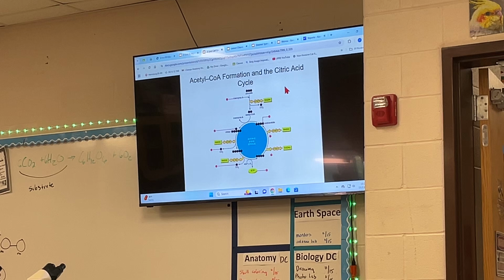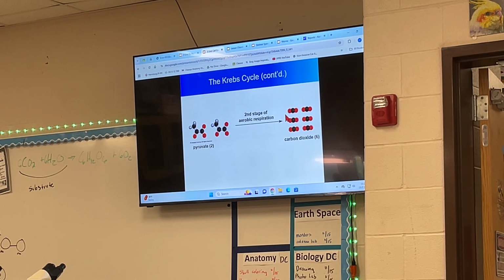Okay, this just shows the cycle. We've got NADH coming out, FADH, ATP being produced, and then, oh, actually it's going this way. And then the cycle does have to reset itself. So we are going to have to add some ATP to reset the cycle so that it can repeat itself. And then we have the 2 pyruvates coming in, each with 3 carbons. And by the time we're done, we have 6 carbons coming out.